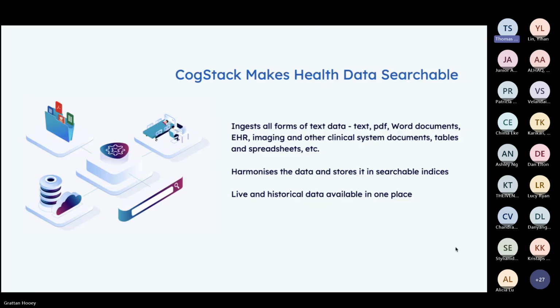So what does CogStack do at this basic level? It really makes data searchable. We ingest all forms of text data, whether that's PDFs, Word documents, EHR, proprietary formats, imaging reports, and any other kind of clinical systems, and we can ingest structured data as well. It harmonizes all that data and makes it searchable. There's also a live and historical aspect to it as well.